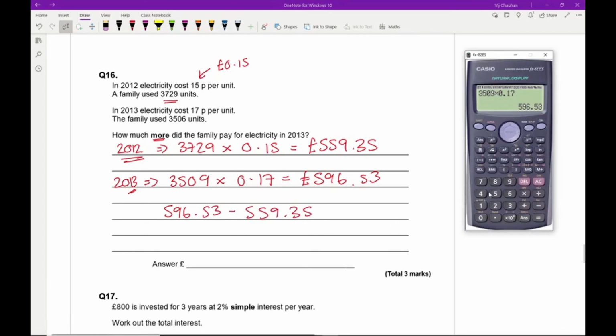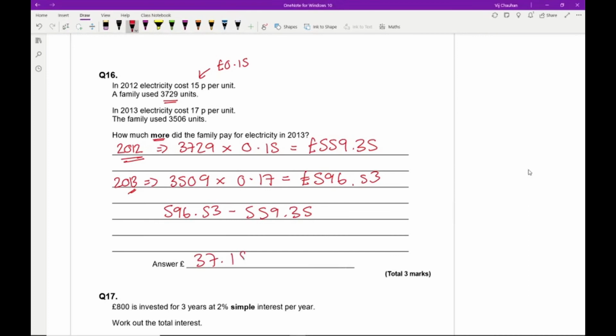So it's going to be 596.53 take away 559.35, and the answer is £37.18. You would get 1 mark for working out the price of 2012, 1 mark for working out the price in 2013, and 1 mark for your final answer of working out the difference.